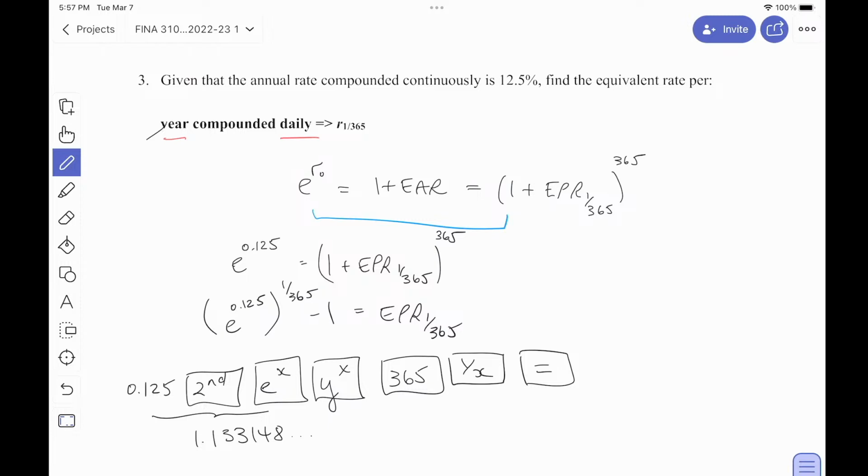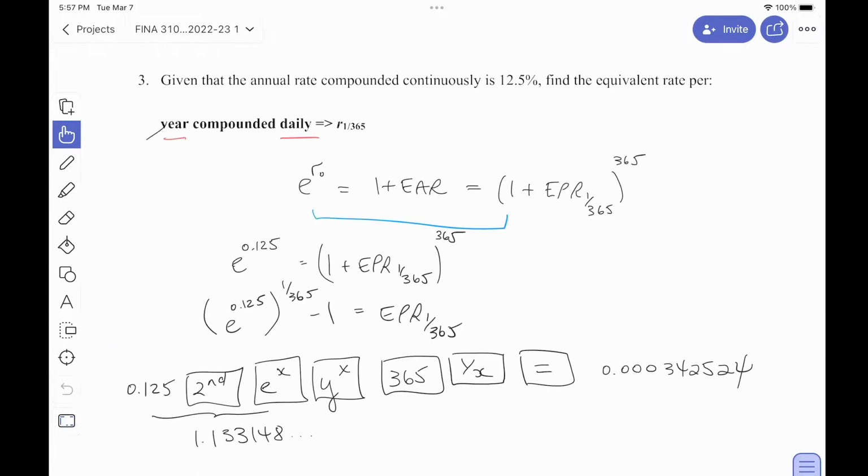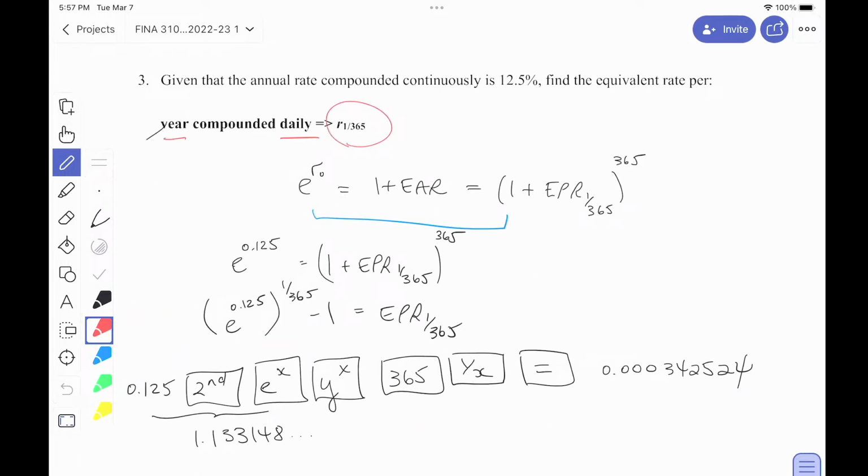And you get a small daily rate, which you expect. Let me just double check that I got the right answer. Okay, so I have the daily rate. I'm not done yet because I want this stated rate, so I need to times that by 365. So that's this.